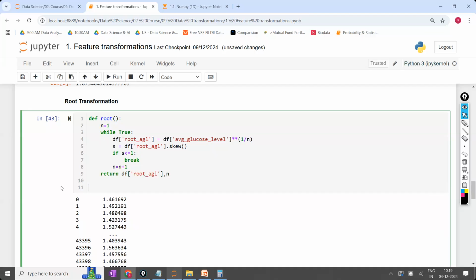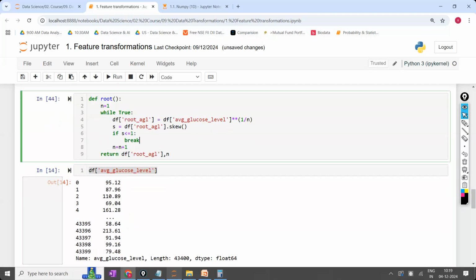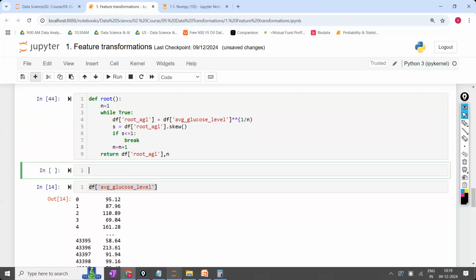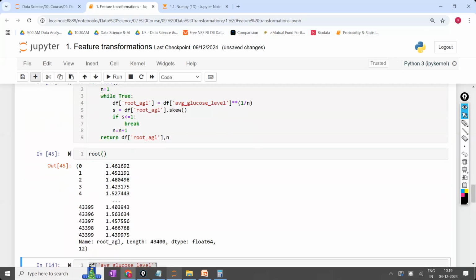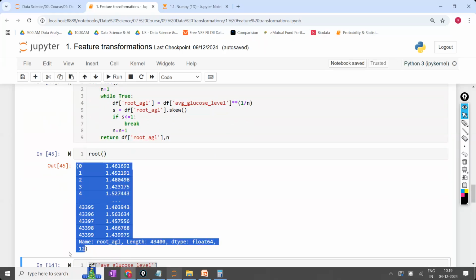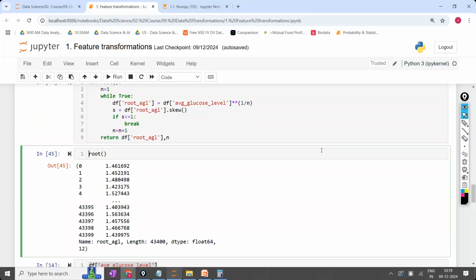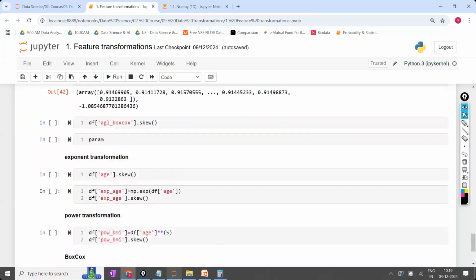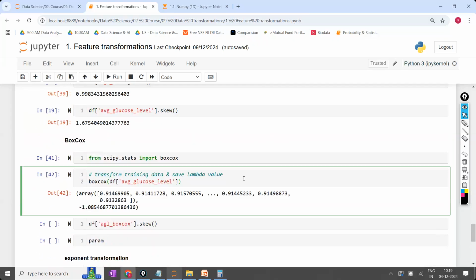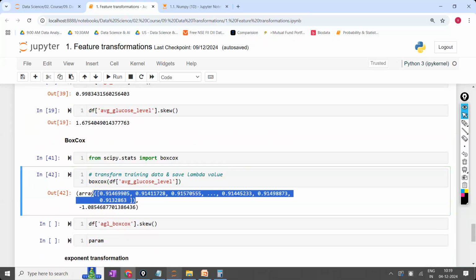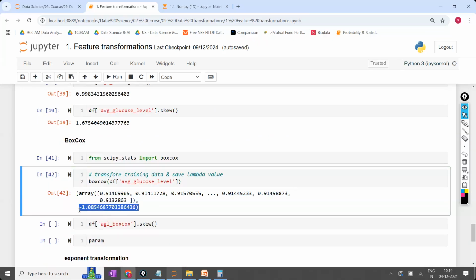Now this function is going to return how many values? Two values. Now if I call this function, root is the function. If I call this function, it is going to give from here to here the first array, followed by this n value also. Two values it is going to give. Same way, Boxcox also is giving two values. One is the transformed data. One is for which lambda value it was transformed. Two values it is giving.